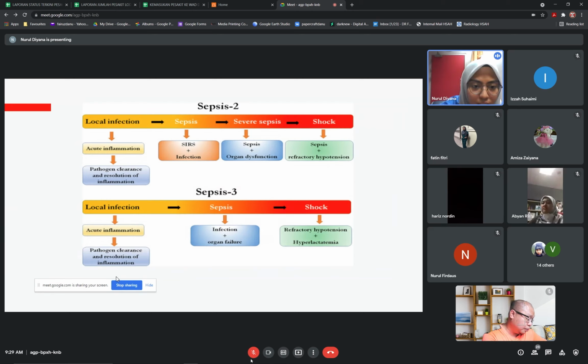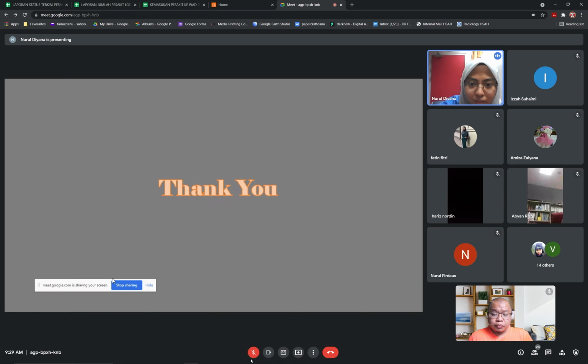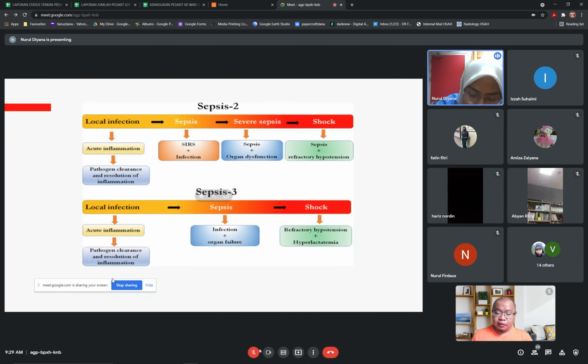Local infection is when there is acute inflammation, pathogen clearance and resolution of inflammation. Then sepsis is when there is organ failure due to dysregulated host response to infection. And shock is when there is a requirement of vasopressor to maintain MAP, also when the serum lactate is more than 2 mmol per liter. I think that's all. That's it. Doctor, anything to add? I already added a lot earlier, I think.